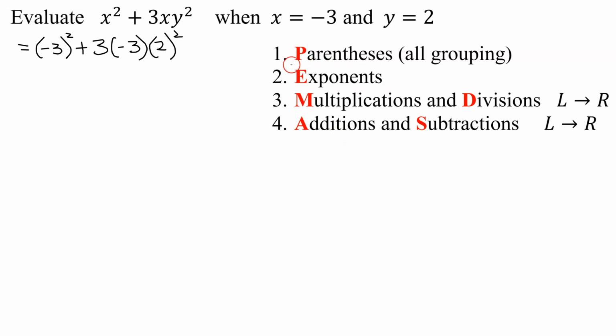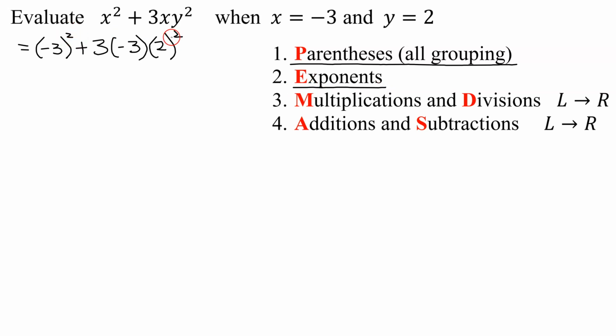So step 1 says parentheses or all grouping symbols. That means I need to evaluate all operations inside grouping symbols. Do I have anything in here to do? No. How about in here? No. And in here? No. So I don't have any operations inside my grouping symbols. So now I'm ready to do my exponents.